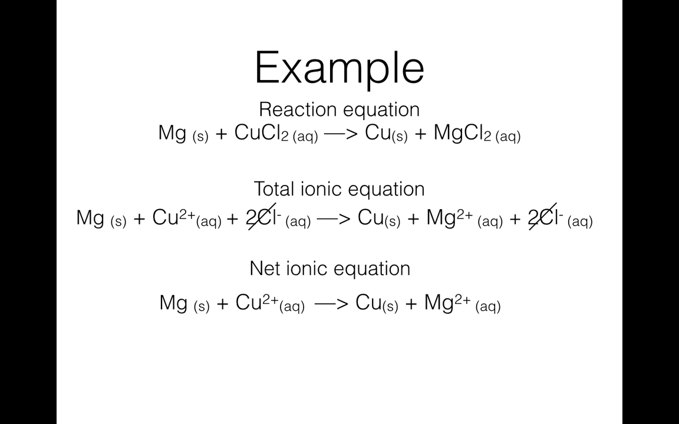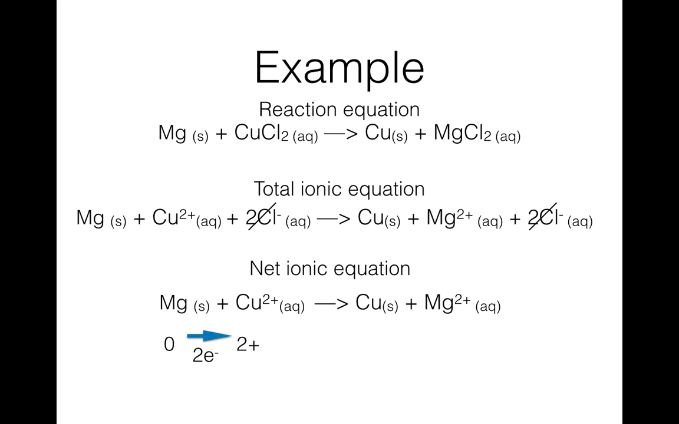Now we can examine our net ionic equation and look at the oxidation states. We know that magnesium, being a pure element, like all other pure elements, will have an oxidation state of 0. Copper 2 plus, it's easy to determine its oxidation state because it's the same as the charge on the ion. It's 2 plus. And before looking at our products, we can see that we're going to transfer 2 electrons from magnesium to copper.